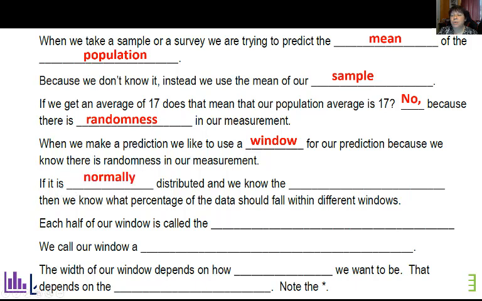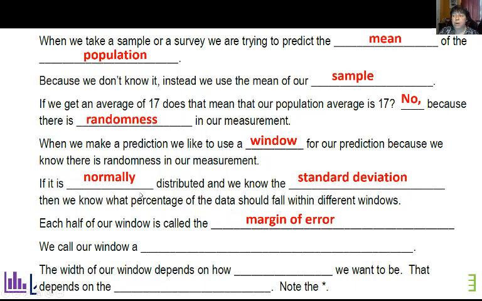Now, if our data is normally distributed and we know the standard deviation, so that's the point of the lesson, we're actually going to know this, then we can know what percentage of data will fall within our window. And we're going to call each half of that window our margin of error. So in the example I said, the average miles driven would be 17 plus or minus 2. My margin of error would be 2.